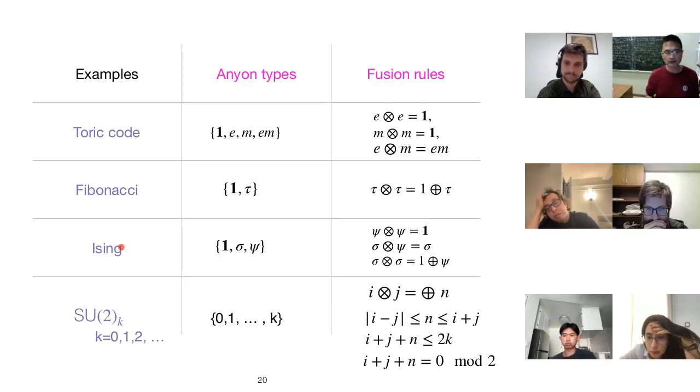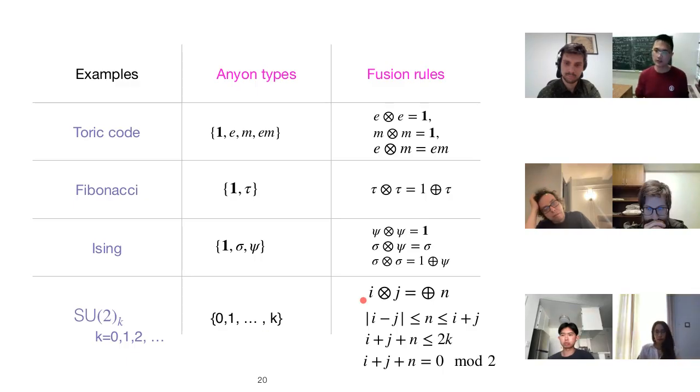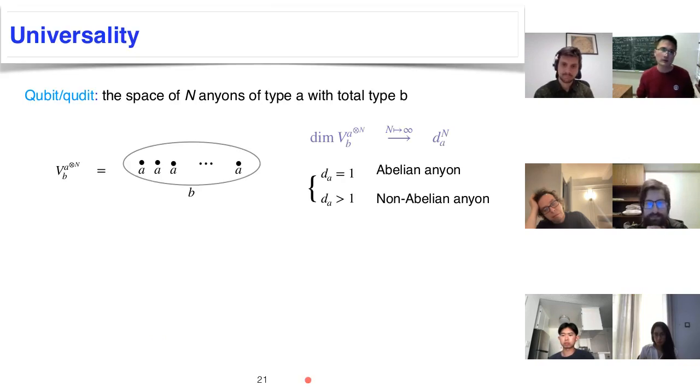There are also the Ising anyon systems, and also a sequence of theories denoted by SU(2) level K, where K is a non-negative integer. In such a system, the anyons are labeled by integers between 0 and K, and they also satisfy some particular fusion rules, which we know. Okay, so one of the questions you might ask, given an anyon system, is if you build a topological quantum computer out of it, then how powerful is it? This is related to the universality question.